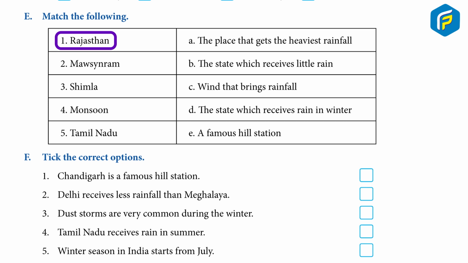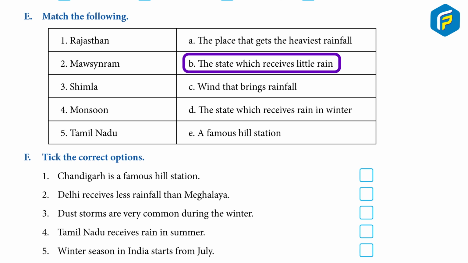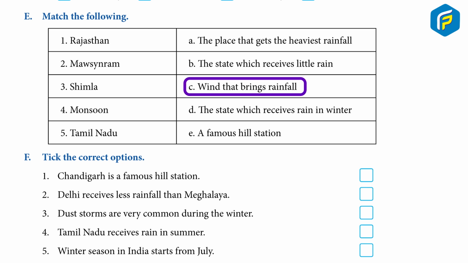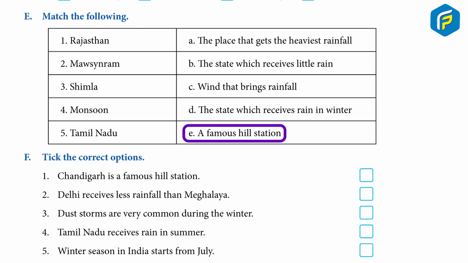E. Match the following. 1. Rajasthan, 2. Meghalaya, 3. Shimla, 4. Monsoon, 5. Tamil Nadu. A. The place that gets the heaviest rainfall. B. The state which receives little rain. C. Wind that brings rainfall. D. The state which receives rain in winter. E. A famous hill station.